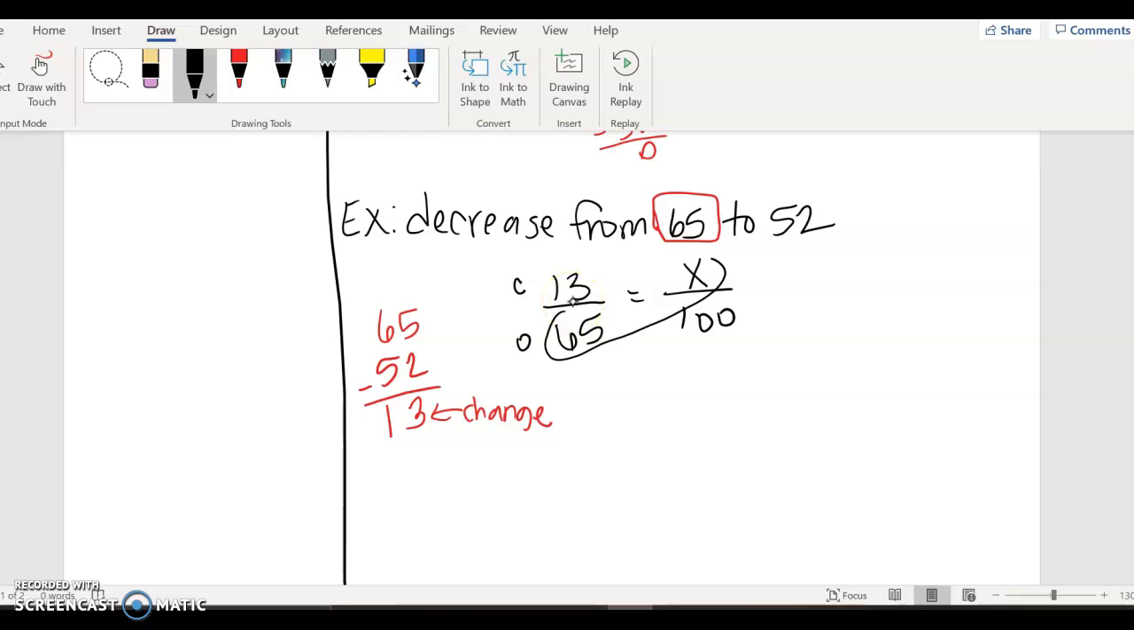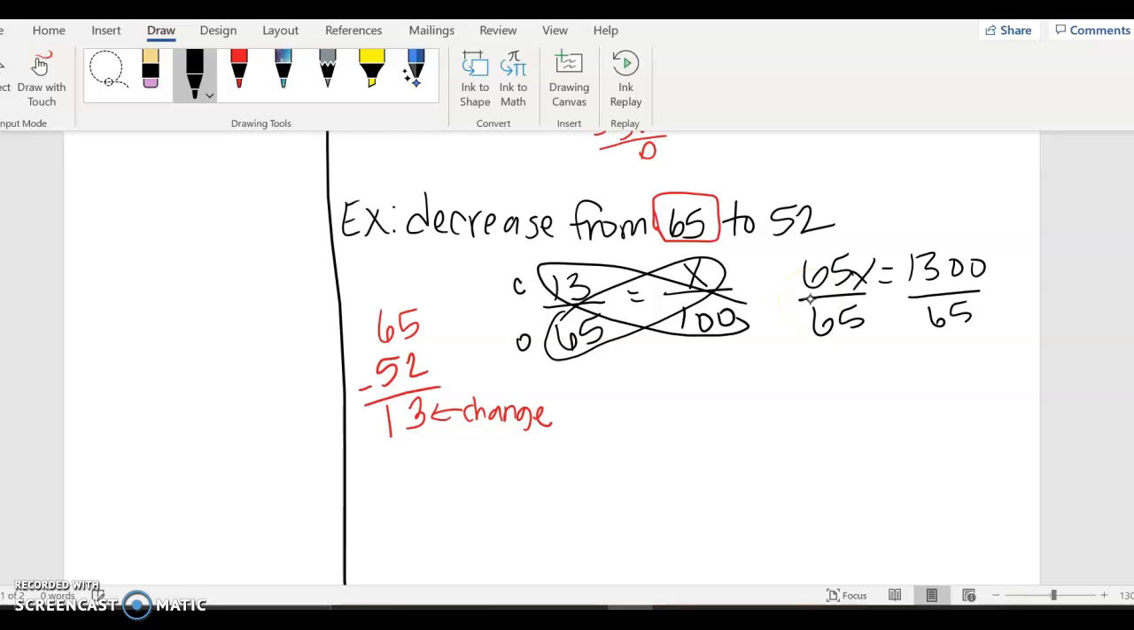Then we're going to cross multiply. 65x is equal to 1300. We're going to divide both sides by 65. Unfortunately, there's nothing I can do over here to make that any nicer, so we just divide top in, bottom out.